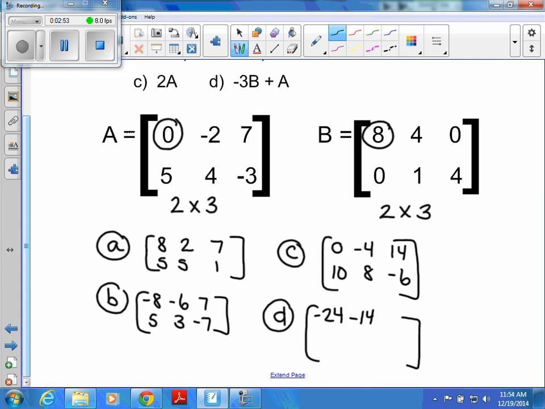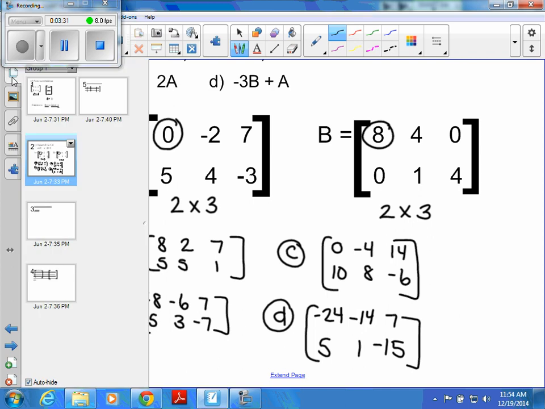0 times negative 3 is 0. Add 7 to it, it stays 7. 0 again, you get 5. 1 times negative 3 is negative 3, and then you add the 4 to it, you get 1. And the last one, a positive 4 times negative 3 is negative 12. Negative 12 plus negative 3 is negative 15. So that's how you add, subtract, and multiply matrices.